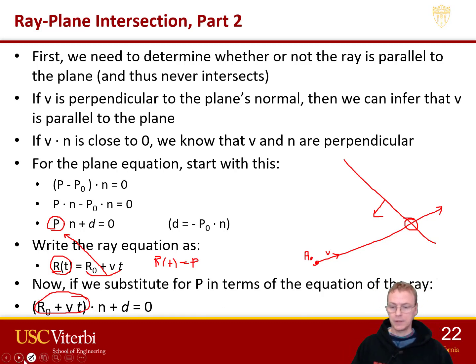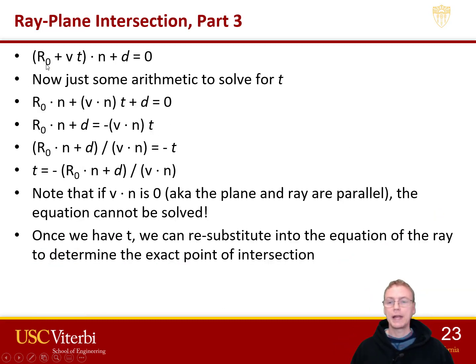Okay, let's take that to the next slide. Just rewriting that here to get us started again. And let's just do algebra now. Let's take a look first. R0 is a constant, V is a constant, T is an unknown, N is a constant, D is a constant. So this is an equation with only one unknown in it, and so algebra should be able to solve that for us. The first thing I'm going to do is distribute the dot product.